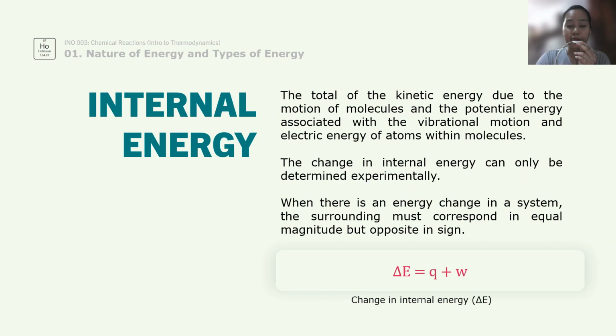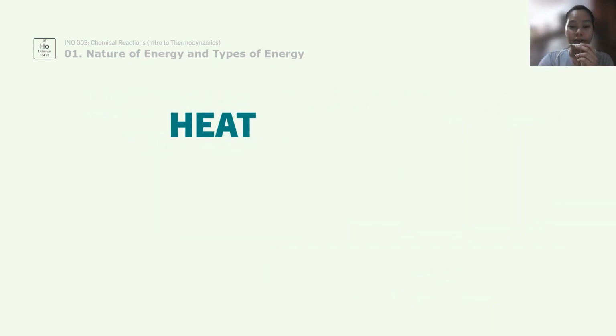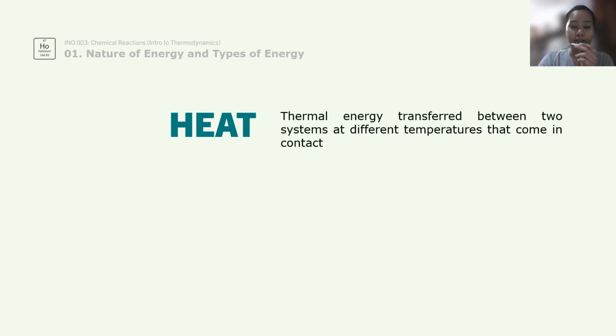Now, let's focus on heat and work. Heat, which is a path function, is described as the thermal energy transferred between two systems at different temperatures that come in contact. Heat can be expressed with the following equation.